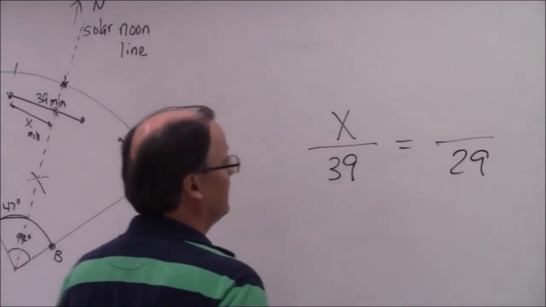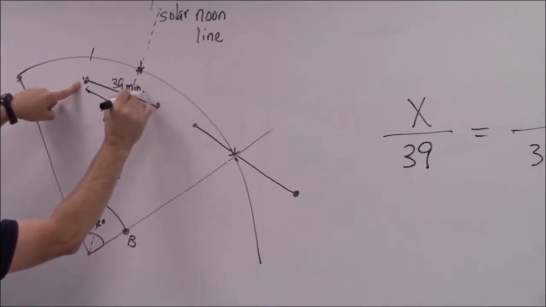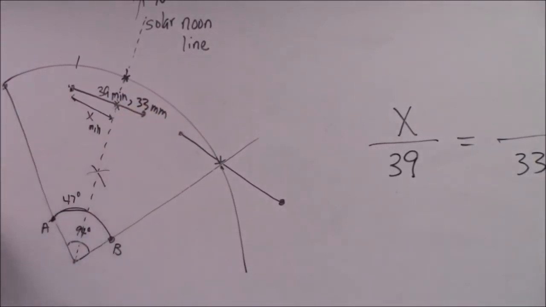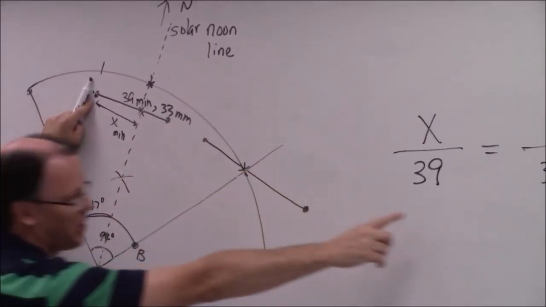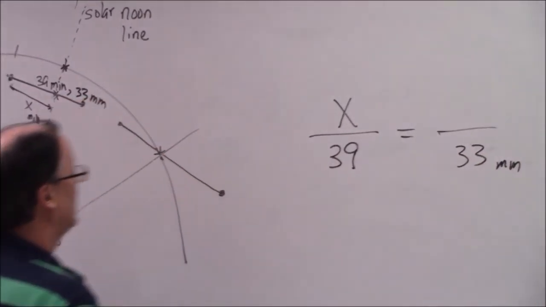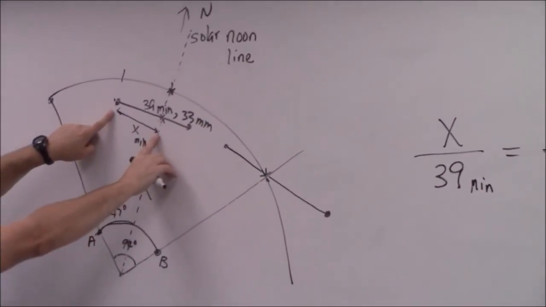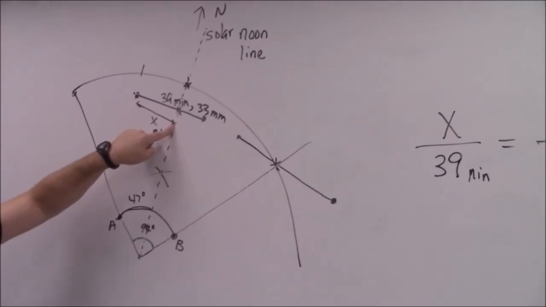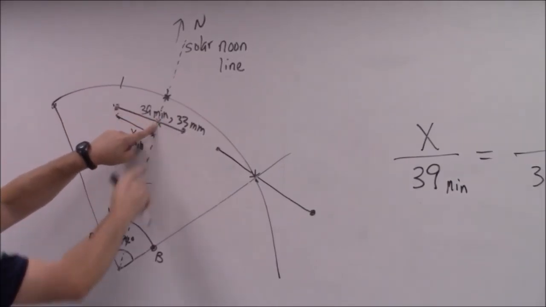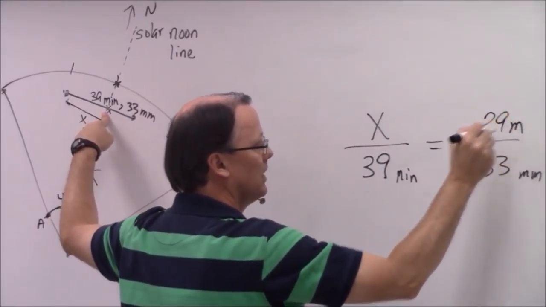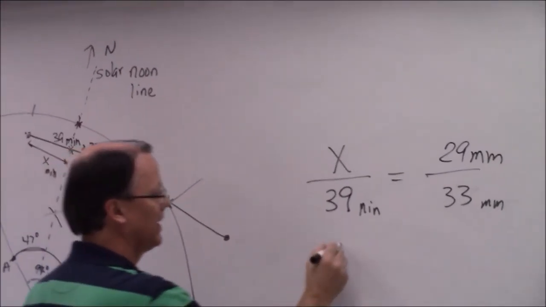I'm sorry, 33. 39 minutes, and the distance between was 33 millimeters, okay? So the distance between these two points was 33 millimeters. The time between those two points was 39 minutes. I want to know how many minutes between here and the solar noon line is X. The number of millimeters between this time and my solar noon line was 29 millimeters. And you can solve for X, and that turned out to be 34 minutes.